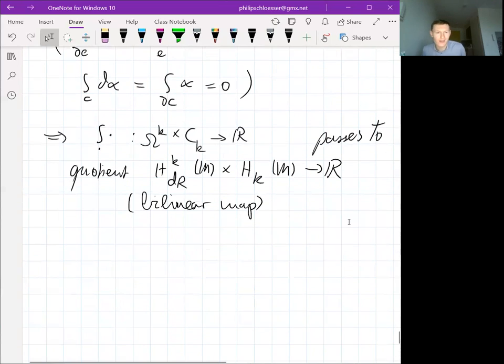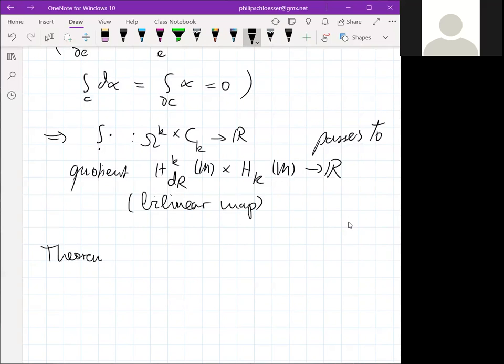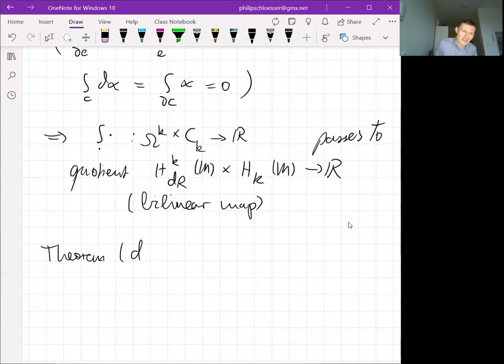Now you might ask yourself, is this map that sort of relates de Rham cohomology and singular homology of manifolds, is this like a dual pairing or something? Like, could it be that the cohomology group is actually the vector space dual of the homology group? And indeed, that is the case, a result known as the de Rham theorem.